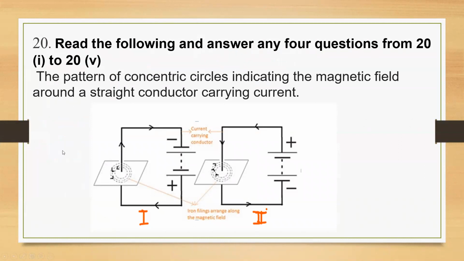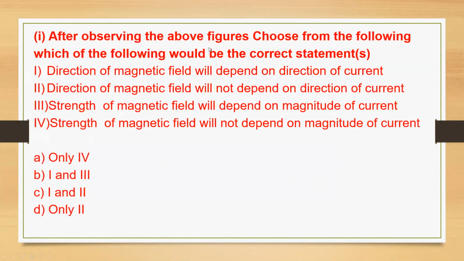Move to the last, case based question, the 20th one. Read the following and answer the following questions. The pattern of concentric circles indicating the magnetic field around a straight conductor carrying current. Okay, this is the picture. Clearly observe it. What is the direction of current? Which direction are the magnetic field lines represented? Then we'll see the questions. After observing the above figure, which of the following would be the correct statement? Direction of magnetic field will depend on direction of current.